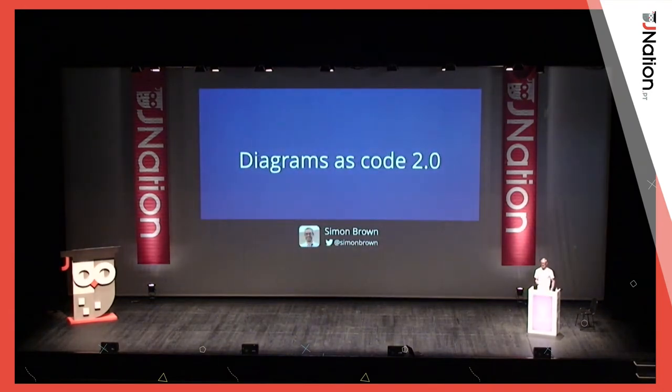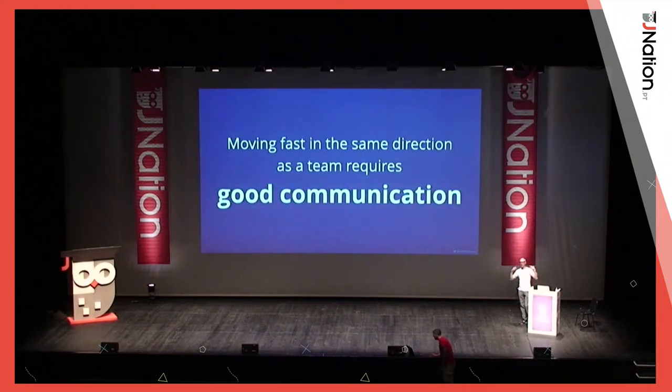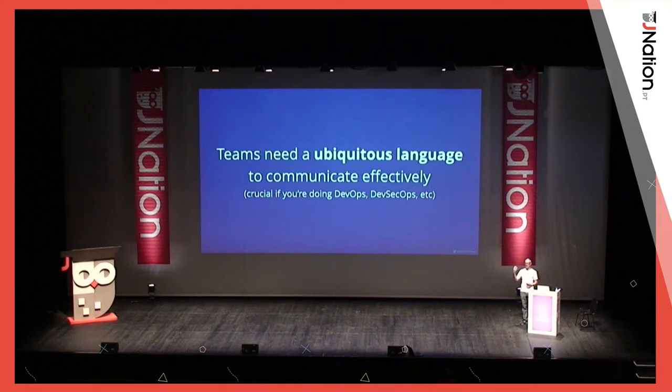So, diagrams as code 2.0. This is a talk about software architecture diagrams specifically. Why are software architecture diagrams important? If you want to be agile, move fast, et cetera, you need good communication for your team to move in the same general direction. And teams really need a ubiquitous language in which to do this.